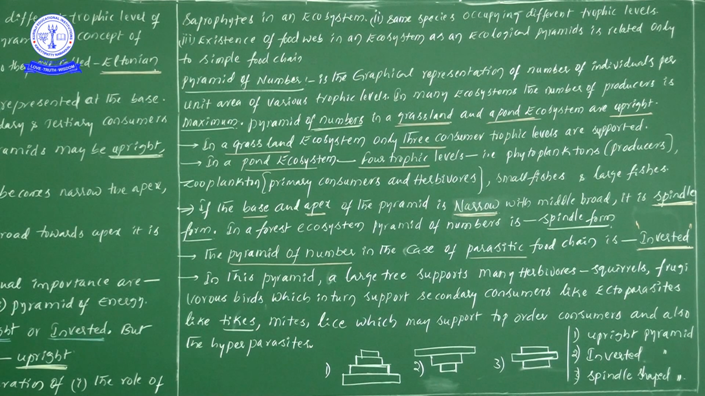From the public examination point of view, we have prepared now. So here 4 trophic levels are there. First level phytoplanktons, next one zooplanktons, next one small fishes and large fishes. Likewise, in a pond ecosystem, 4 trophic levels are there.